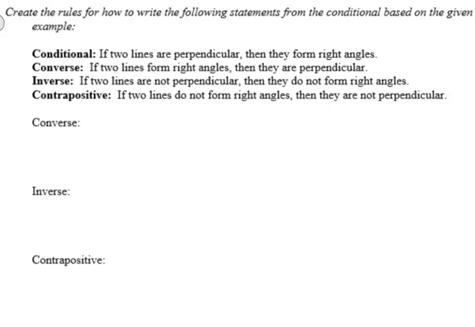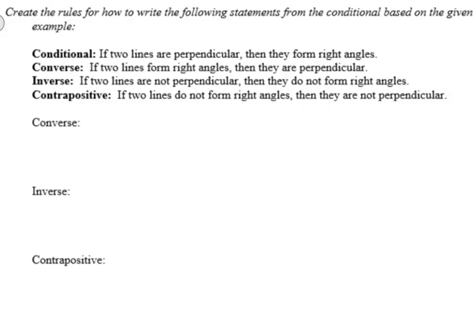When we have a conditional, we also have what's known as a converse, inverse, and contrapositive. So this part is asking us to create the rules for how to write the following statements from the conditional based on the given example. The example they've given us is that the conditional sentence says, if 2 lines are perpendicular, then they form right angles. The converse sentence says, if 2 lines form right angles, then they are perpendicular.